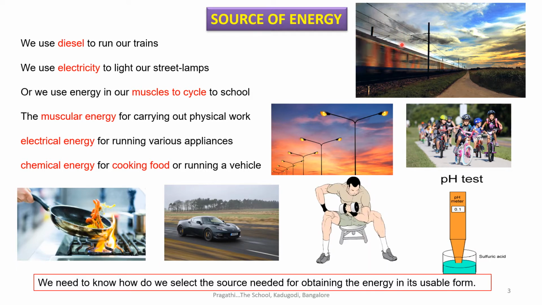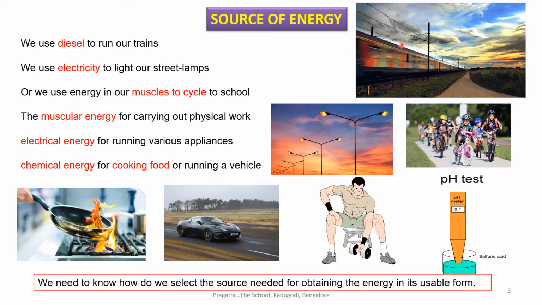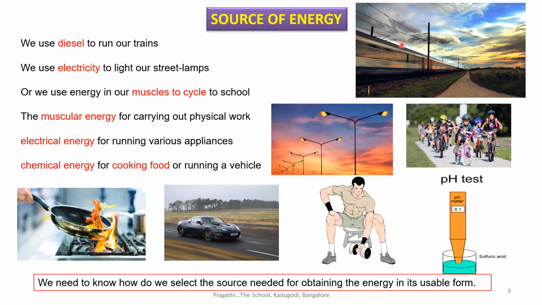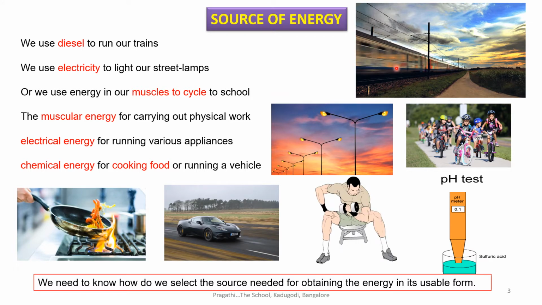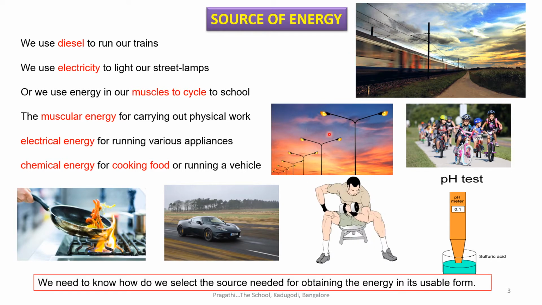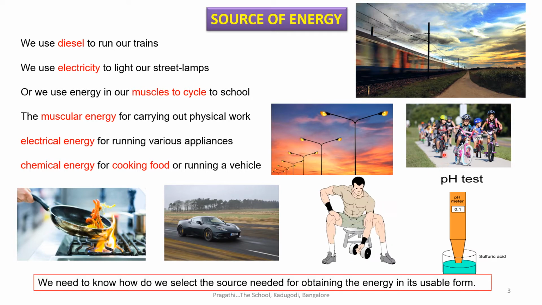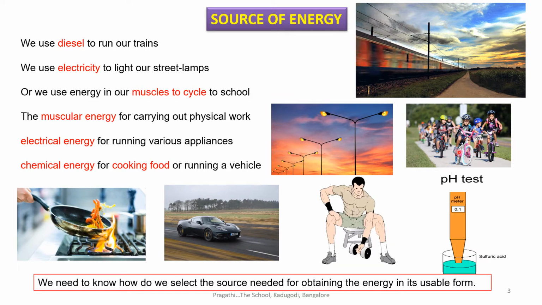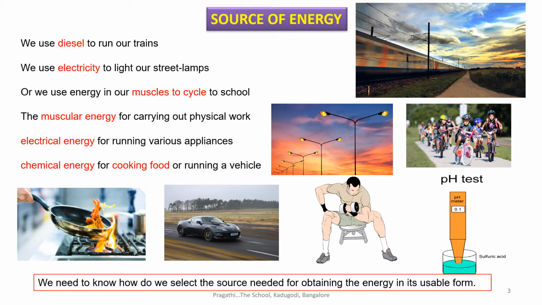So electrical energy is used in movement of the train from one place to the other, or the diesel is used. The diesel is a source of energy. Diesel is used in a diesel engine train to move the train from one place to the other. And you can see here the electrical energy to light the lamp at night time, and we are using here the muscular energy. Why? Because we are riding a cycle. The muscle energy is required to ride a cycle.